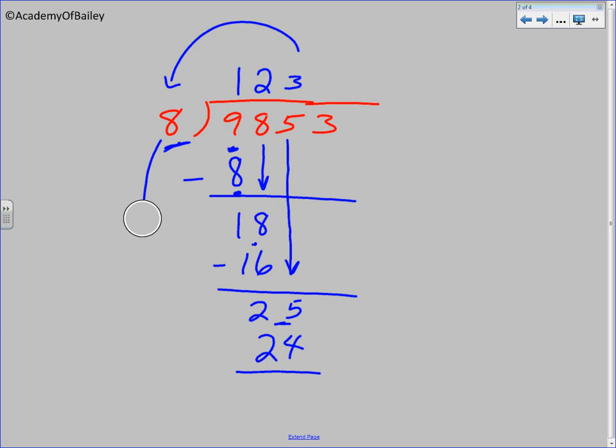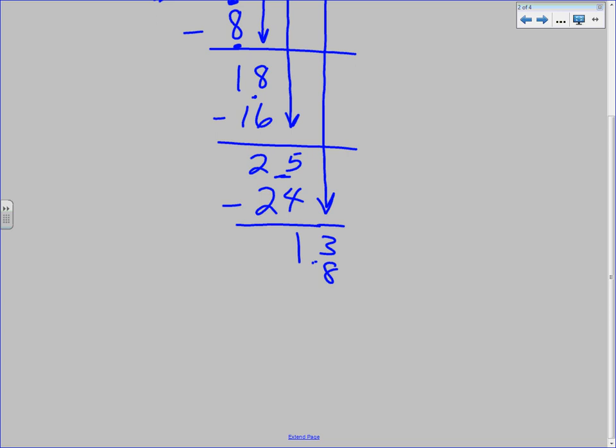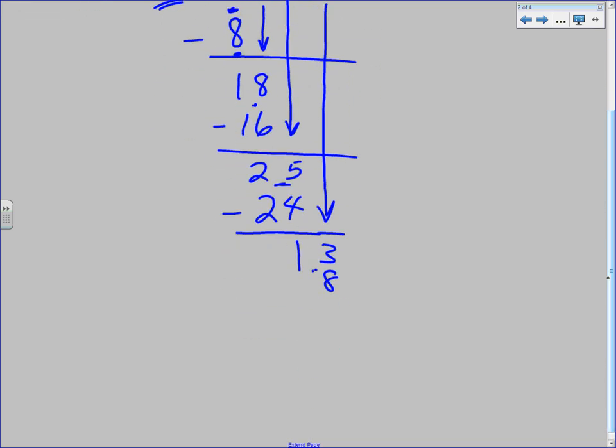And once we are to this point, same step. You notice we're going through the same process. We subtract. 25 minus 24 is 1. Drop the 3 down. And you notice how this has always been the same process. How many times is 8 going into 13? Once. 1 times 8 is 8, and then subtract. Leaves us with 5.